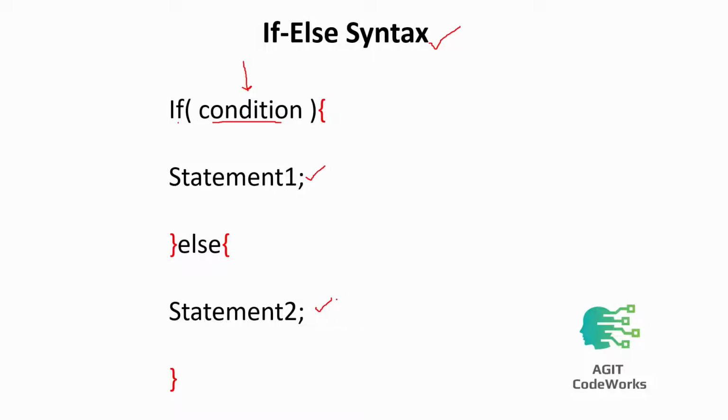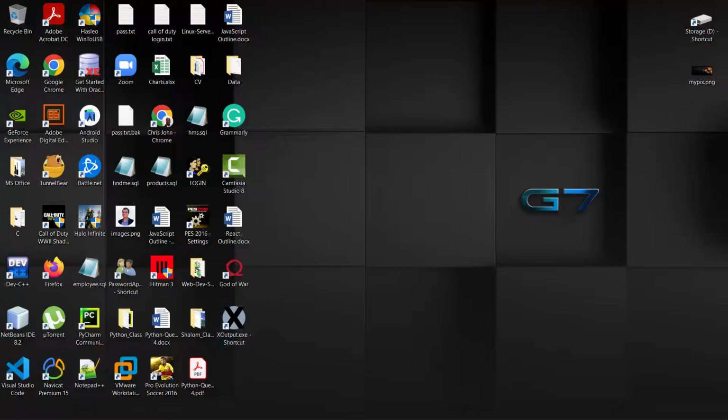Let's take something like a login page. If my username and my password are correct, that means the condition returns true, so this statement is executed, which means log into the page and give the user access. Else, if it's wrong, this will be the statement that gives an instruction to show a message saying invalid login credentials. All right, let's write the code for this.